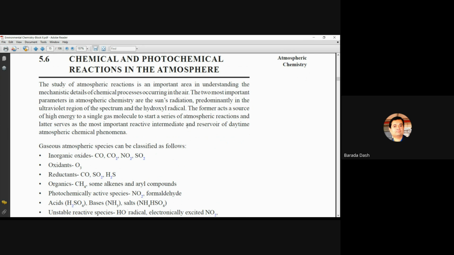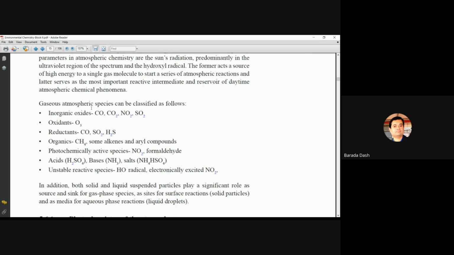Photochemical means the energy coming from the sun, via either visible light or UV light, helps drive the reactions. When this energy falls on the atmospheric chemicals or gases, some kind of reaction occurs in the atmosphere. So the gaseous atmospheric species can be classified as follows.